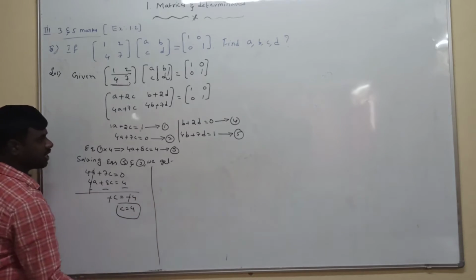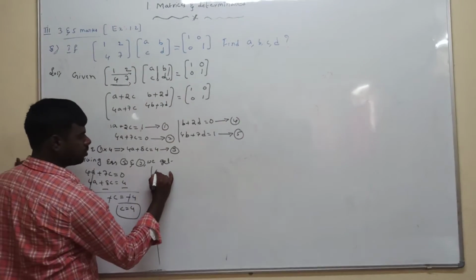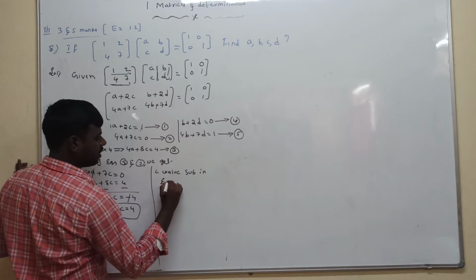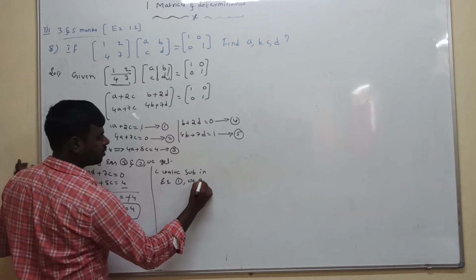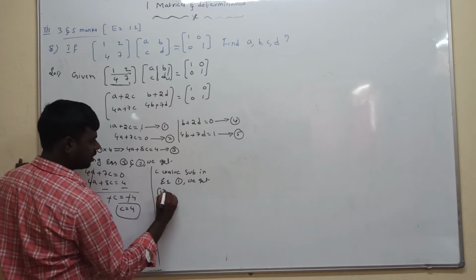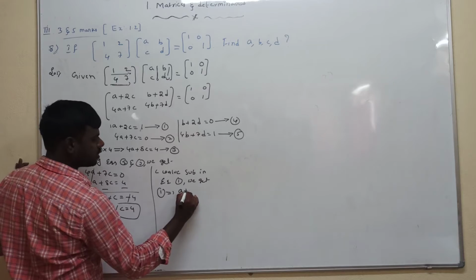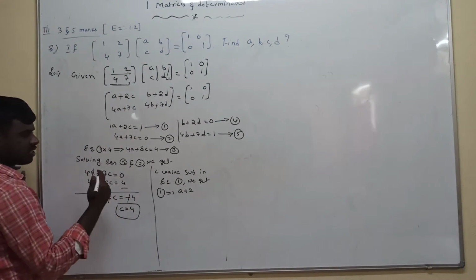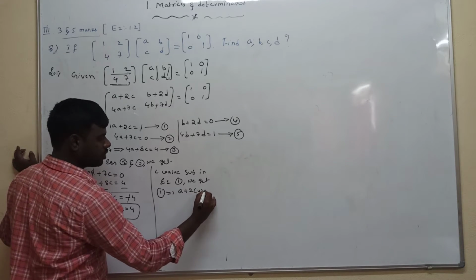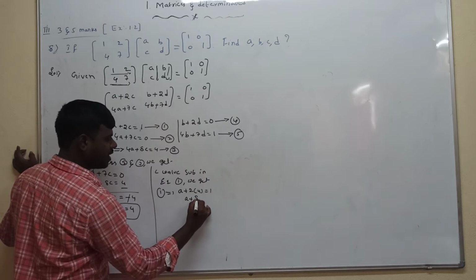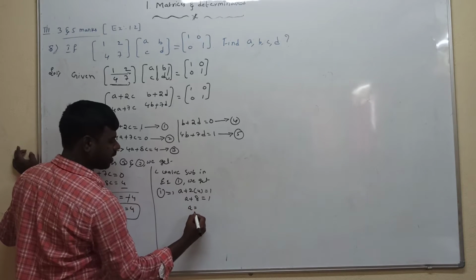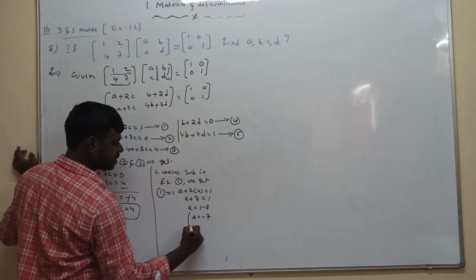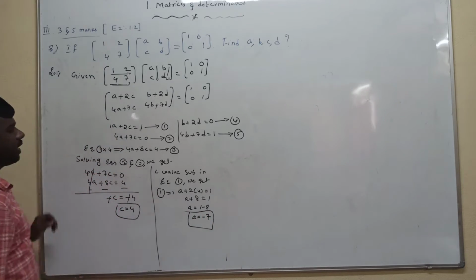Substitute the C value in either equation number 1 or 2. Substituting in equation number 1, we get A plus 2C is equal to 1. In place of C, substitute 4: A plus 2 into 4, that is 8, is equal to 1. Taking 8 to the right-hand side, 1 minus 8, so A is equal to minus 7. So the A value we got is minus 7.